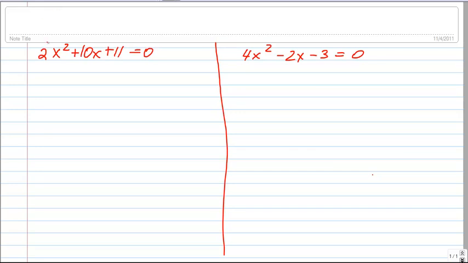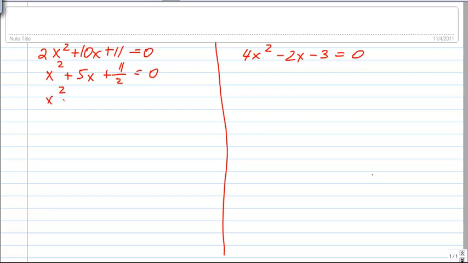Well, in these two examples, the leading coefficient is not 1. That's why we need to do the pre-step and divide each term by this leading coefficient. In this case, the leading coefficient is 2, so we need to divide each term by 2. After this division, we'll obtain x squared plus 5x plus 11 divided by 2.